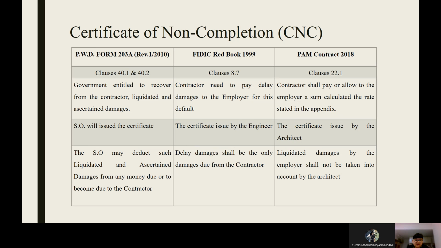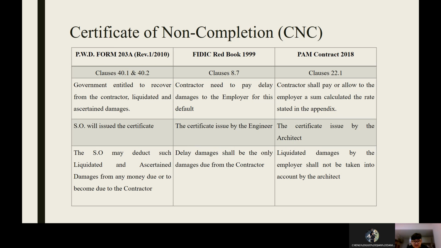The FIDIC Book uses clause 8.7. The contractor needs to pay delay damages to the employer for this default. The certificate will be issued by the engineer, and the delay damages shall be the only damages due from the contractor. For the PAM contract, it uses clause 22.1. The contractor shall pay or allow to the employer a sum calculated at the rate stated in the appendix. The certificate will be issued by the architect. The liquidated damages by the employer shall not be taken into account by the architect.